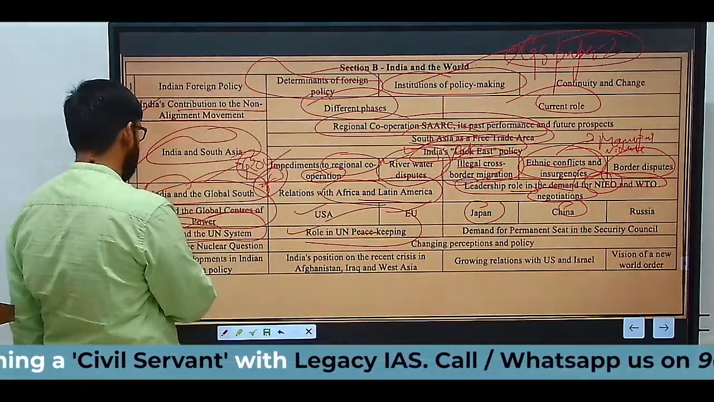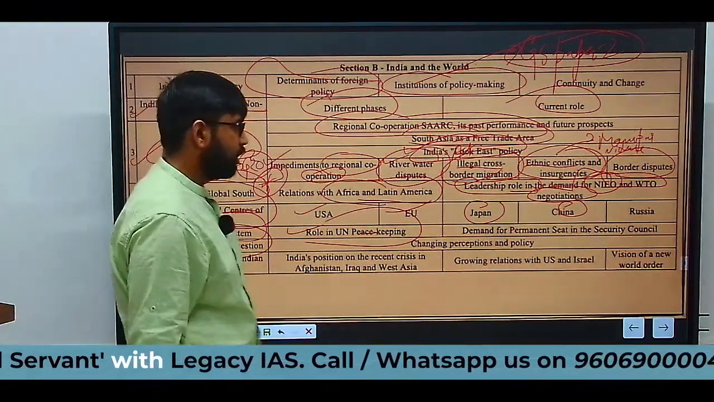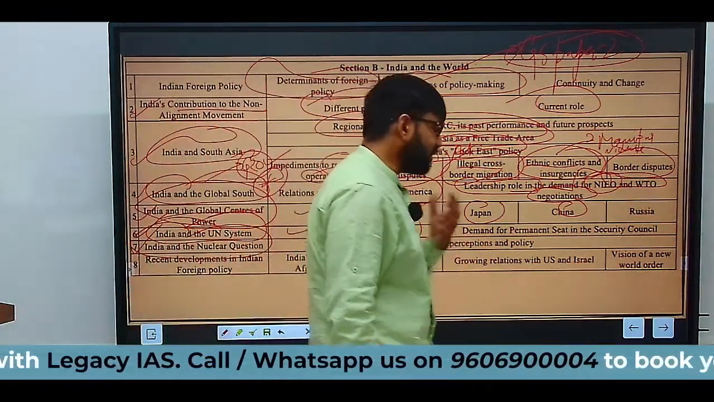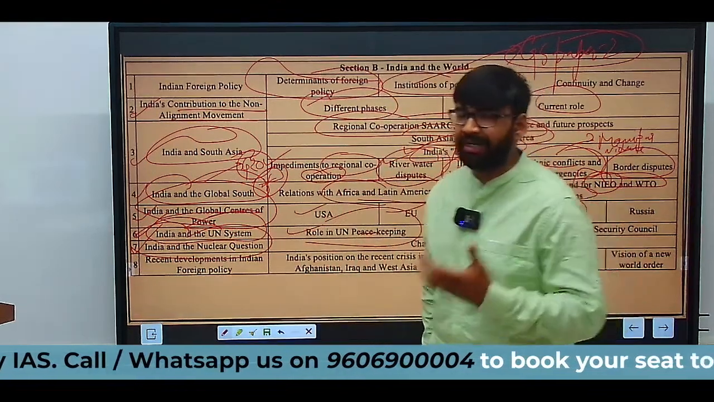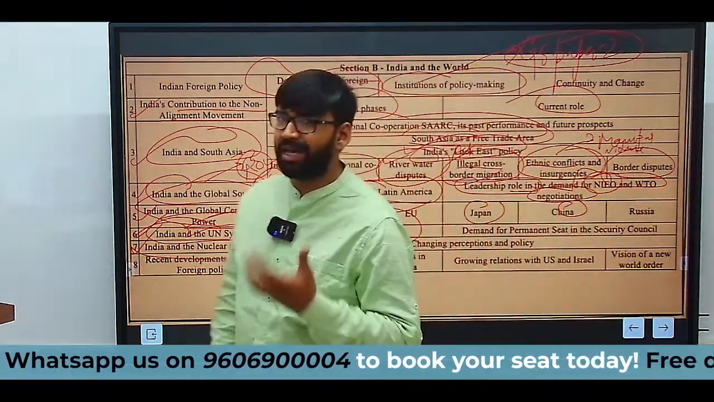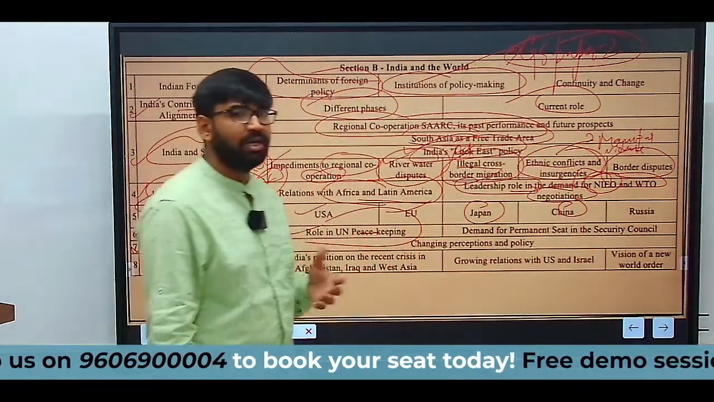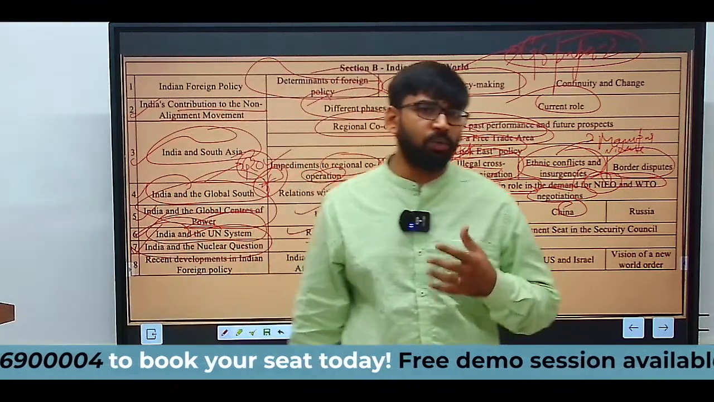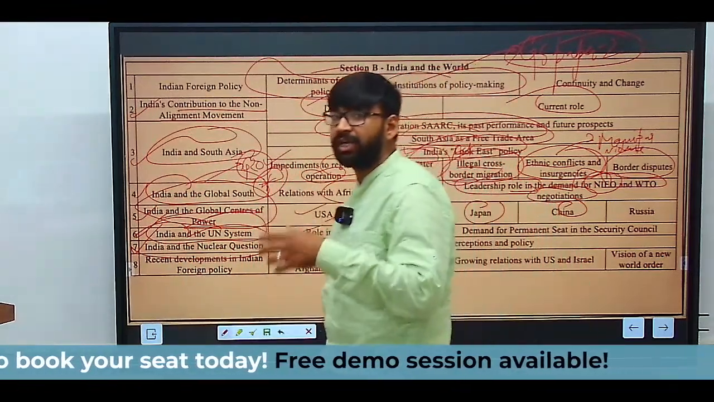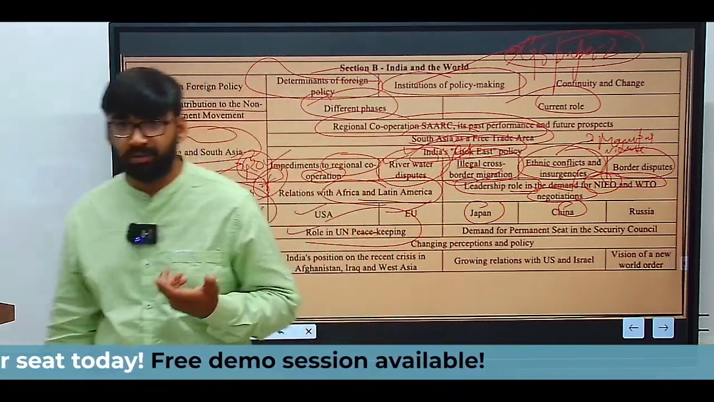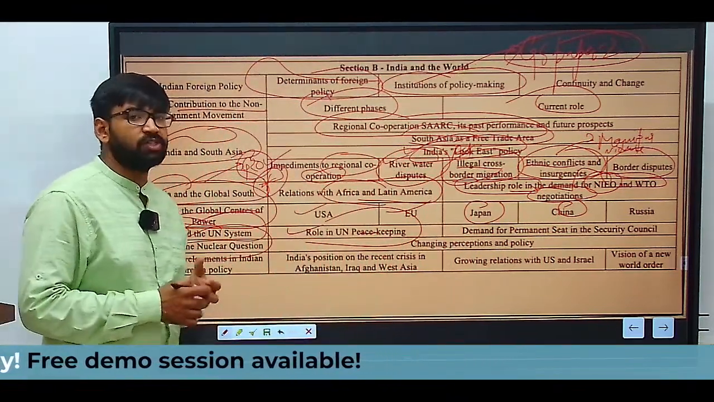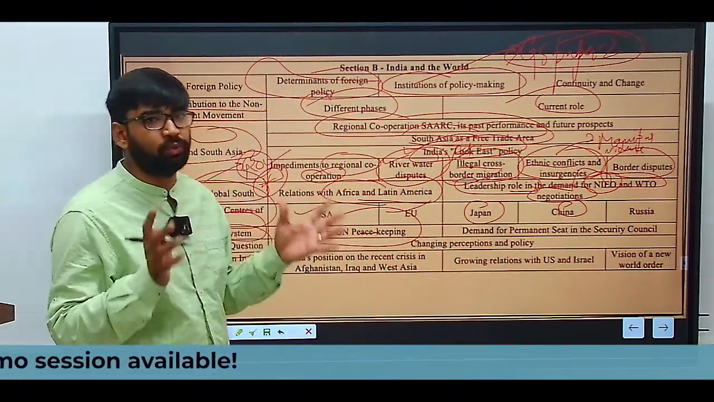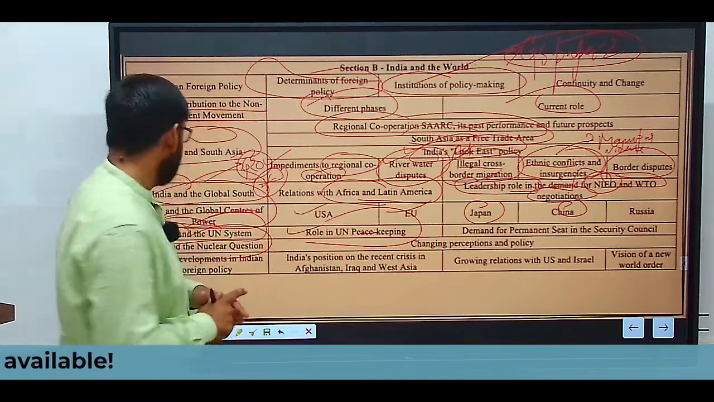Then the 7th chapter is the Indian nuclear question. That means what is the perception of India's nuclear doctrine, how India's nuclear doctrine changed after the second nuclear test and then again changed after 2014. Clear? So India has always followed the principle of no first use policy in terms of nuclear weapons.